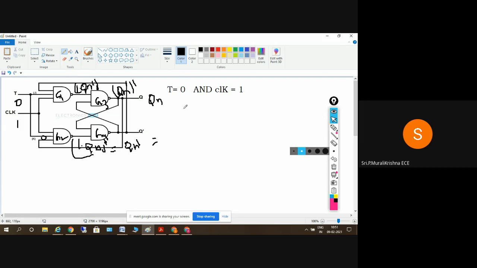So when T is equal to 0, there is no change in the state. Irrespective of Q of n plus 1, when T is equal to 0, it is Q of n. Okay, and what happens when T is equal to 1? We will check the case when T is equal to 1.